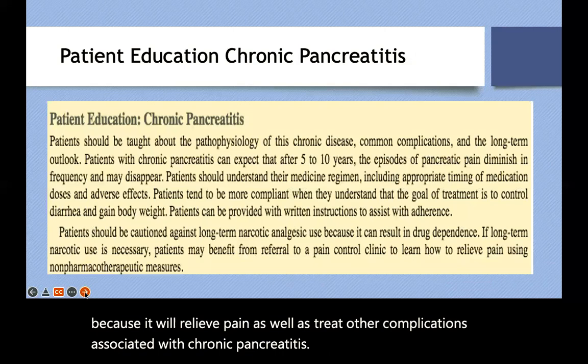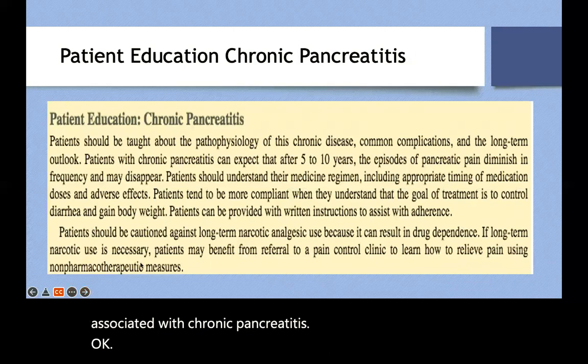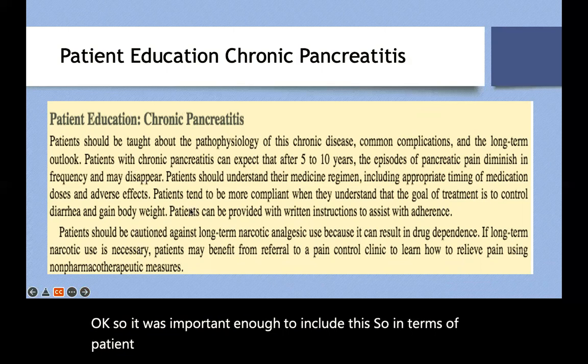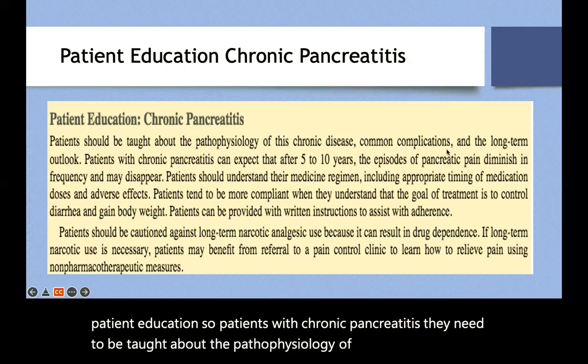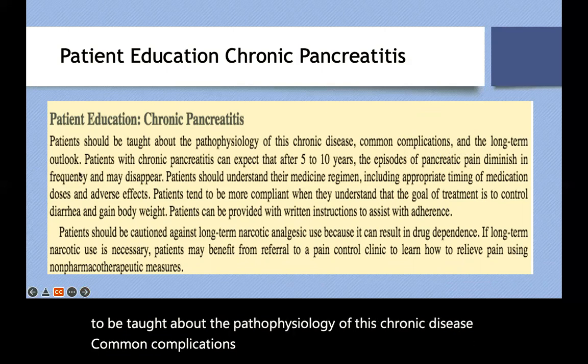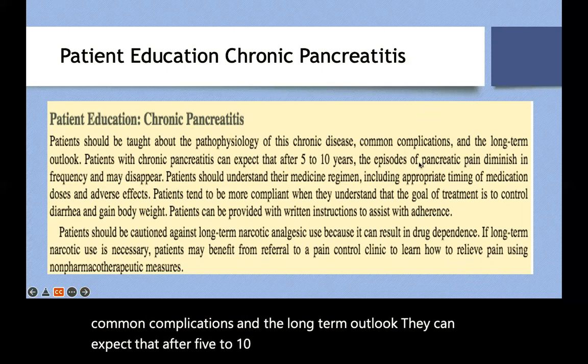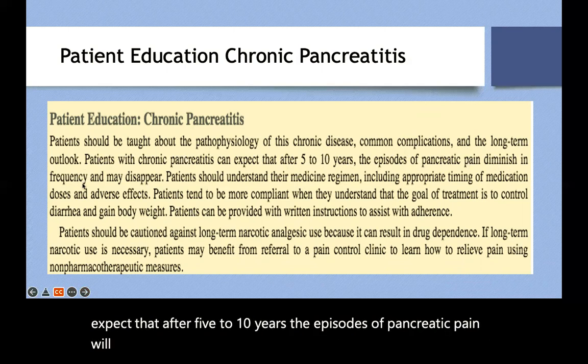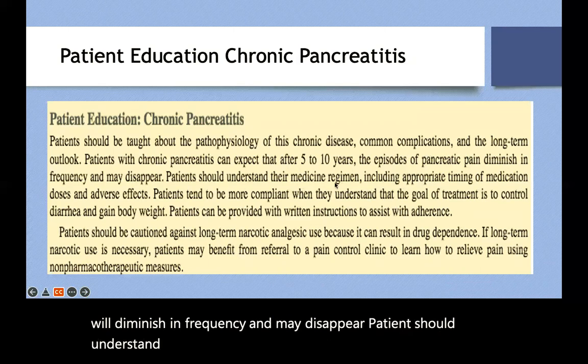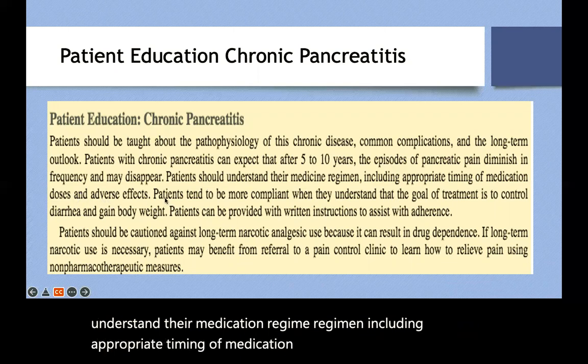Okay, so it was important enough to include this. In terms of patient education, patients with chronic pancreatitis need to be taught about the pathophysiology of this chronic disease, common complications, and the long-term outlook. They can expect that after 5 to 10 years, the episodes of pancreatic pain will diminish in frequency and may disappear. Patients should understand their medication regimen, including appropriate timing of medication doses and adverse effects.